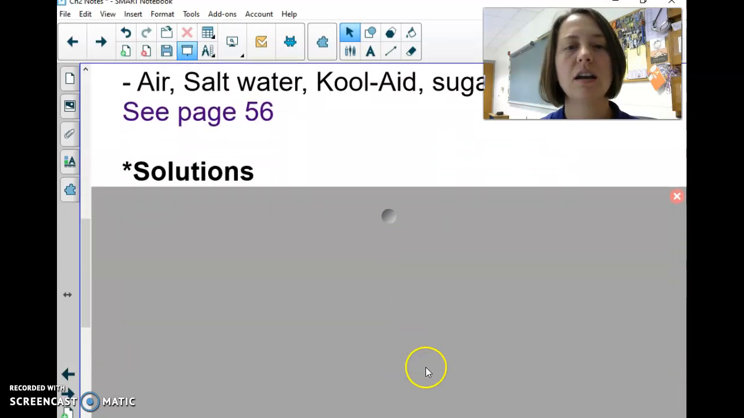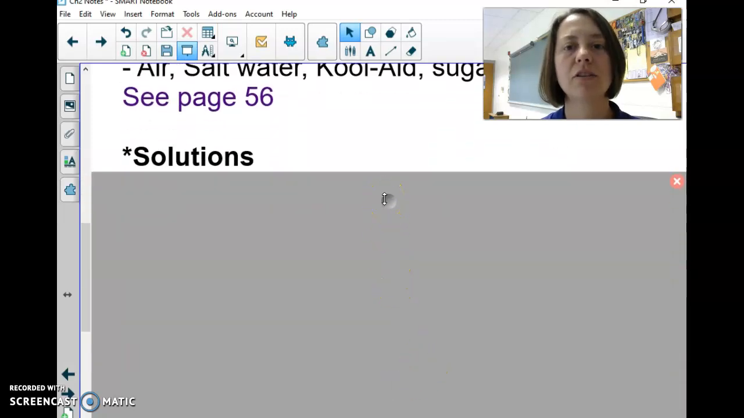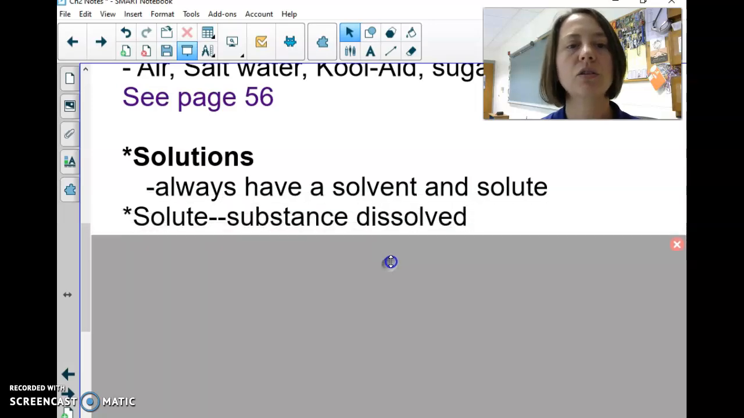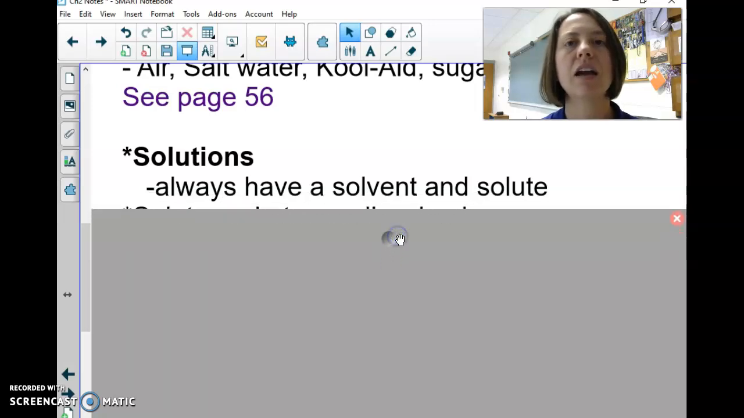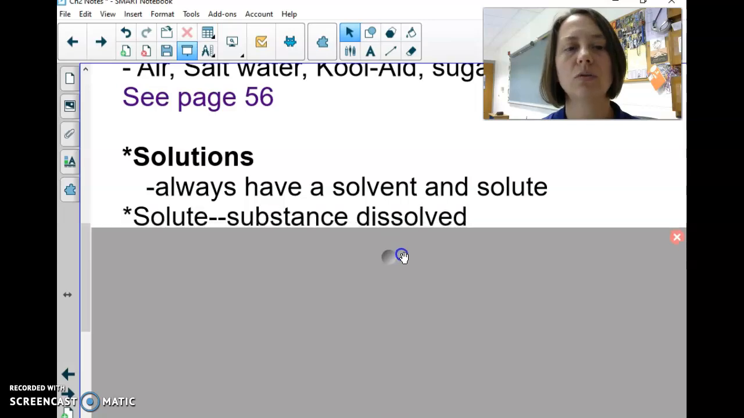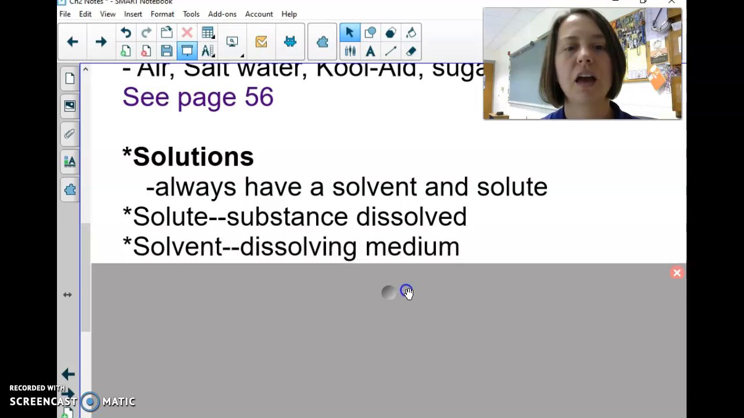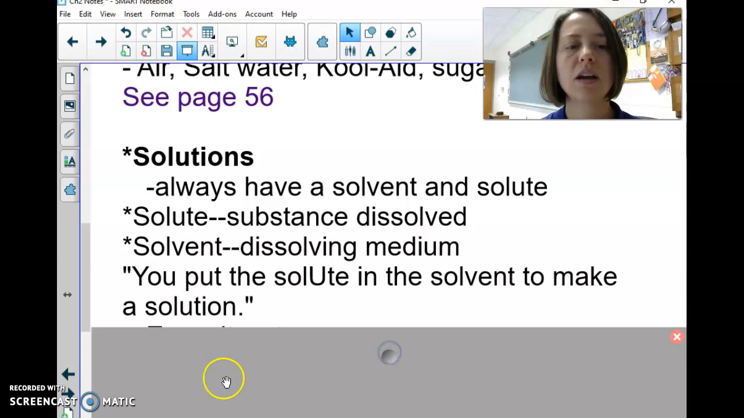Let's hone in on solutions. So this is a type of homogeneous mixture. A solution always has a solvent and a solute. The solute is the substance dissolved, and the solvent is the dissolving medium, and it is almost always water. It can be something else, but in chemistry and in life, water is the most frequent one. So a way to remember this is you put the solute in the solvent to make a solution.